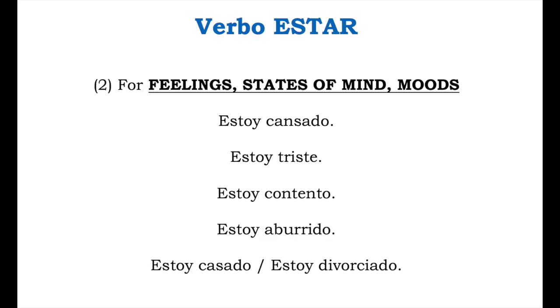And then also for certain states, like being married or being divorced, we also use the verb estar for that. Estoy casado o estoy divorciado, for example. So that's another use of the verb estar. 2 uses of the verb estar that we have looked at so far in the class, and I repeat, are to talk about location and also to talk about certain feelings or states of mind that not always, but often can change.